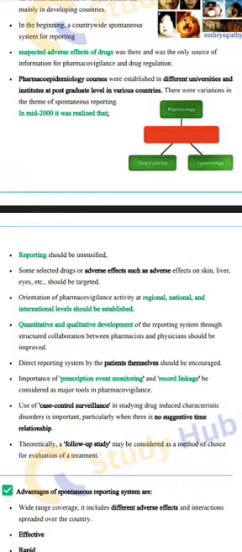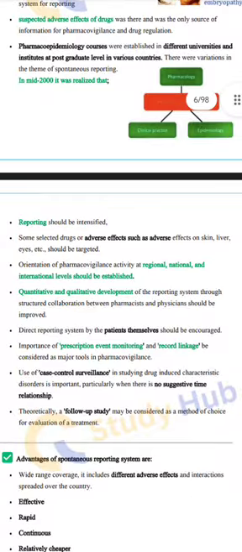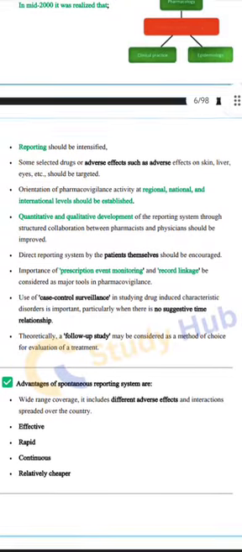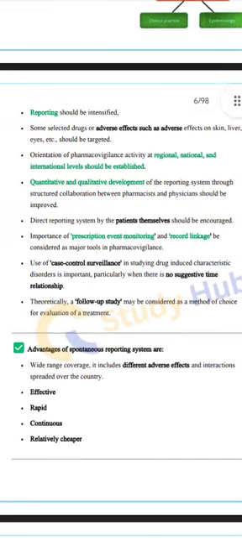Orientation and pharmacovigilance activity at regional, national and international level should be established. Quantitative and qualitative development of the reporting system through structured collaboration between pharmacists and physicians should be improved. Direct reporting by the patients themselves should be encouraged. Importance of prescription event monitoring and record linkage.